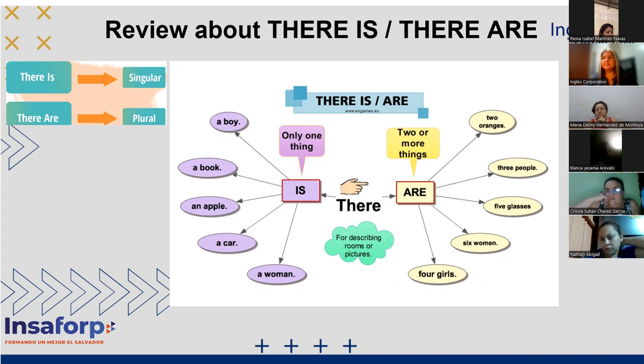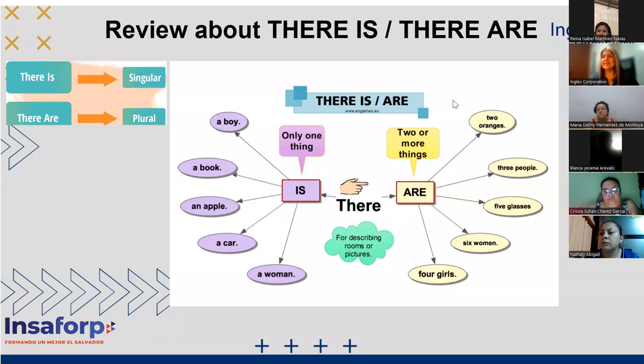Also, you can mention someone, for example, there is a boy, so you mention a person, okay? There is a boy. When that is singular, cuando es solo uno, okay? Only one. There is a book, for example. There is an apple, there is a car, there is a woman. That is singular, when it's just one, okay? When we have two or more than two, we're going to use there are, okay? For example, there are two oranges. There are three people. There are five glasses. There are six women. There are four girls. Okay. Singular and plural. Good.